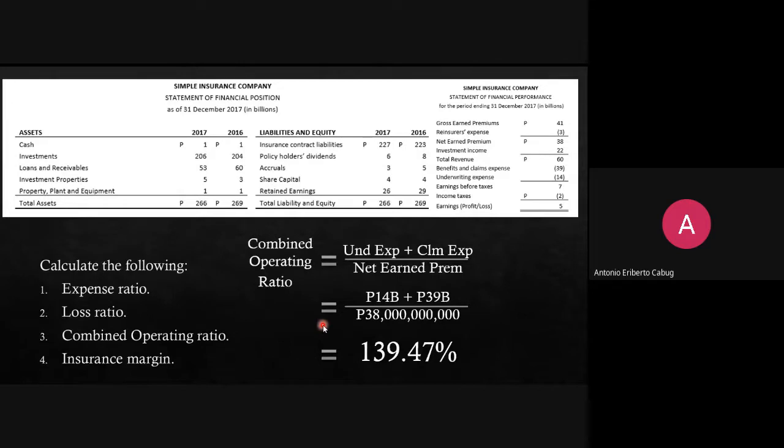So what about the insurance margin? At the end of the day, did the company earn? Anyone? Let's go to insurance margin. So can anyone tell me what the insurance margin is and whether the company did earn?